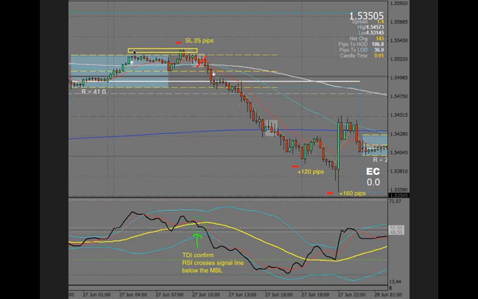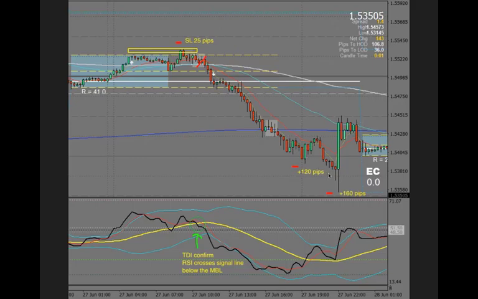So in this case, the first leg was formed in Asia. We got a close below the 13, then back above, right up to the high, then back down. This is where our second leg is formed. The close below the 13 EMA right here, along with your TDI confirmation, below the market baseline and crossing the signal line down. That is where you're going to take your entry. Stop loss goes above the high, which is right about here. It's going to be about 25 pips on this trade.